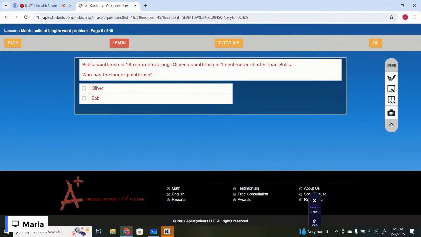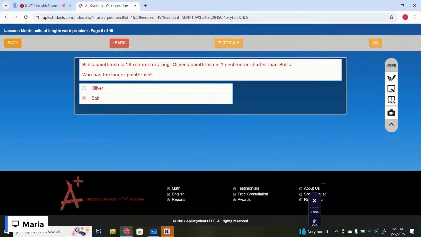Bob's paintbrush is 18 centimeters long. Oliver's paintbrush is 1 centimeter shorter than Bob's. Who has the longer paintbrush? It would be Bob. Option number 2 is the correct option.